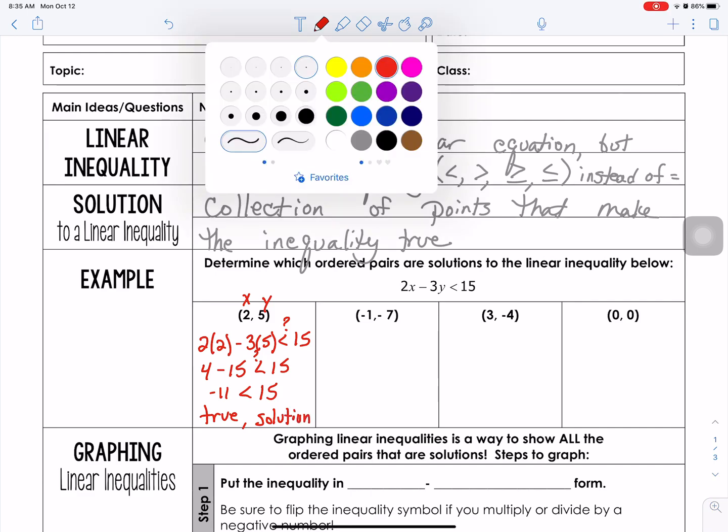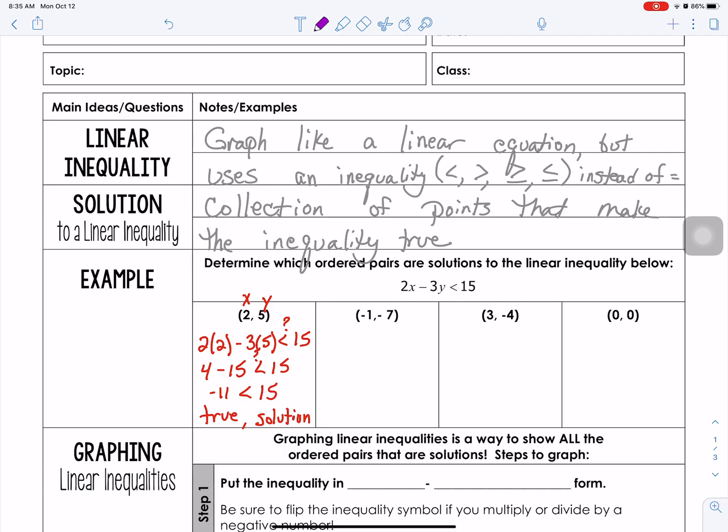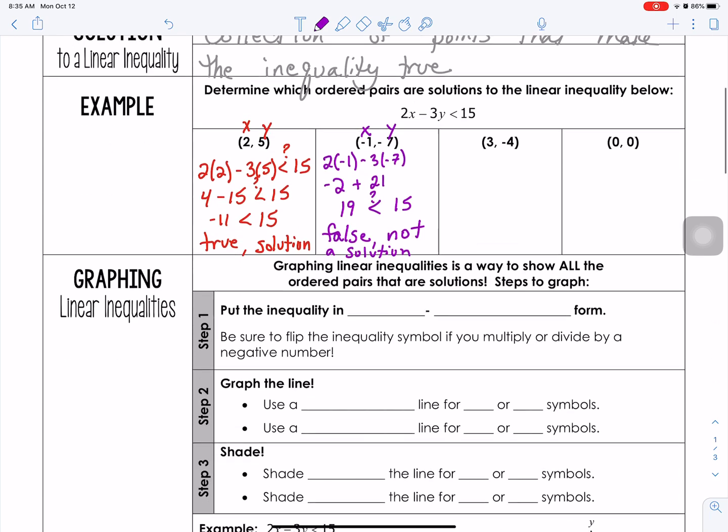If I look at my next one, same idea. I just substituted the negative 1 and the negative 7 in. So 2 times negative 1, because that's my x value, minus 3 times negative 7. So I'm going to figure all this out first. So I get negative 2 plus 21, which ends up being 19. So I want to see, is 19 less than 15? That is false. So that's not going to be one of my solutions. So go ahead and try the other two, same method.